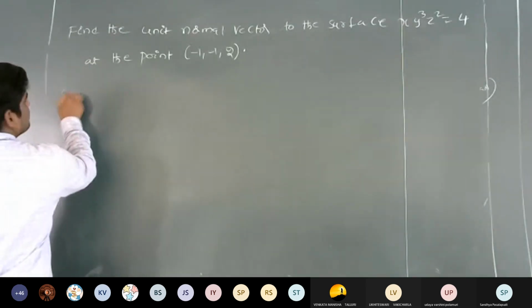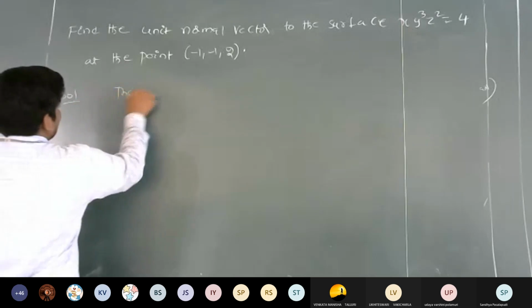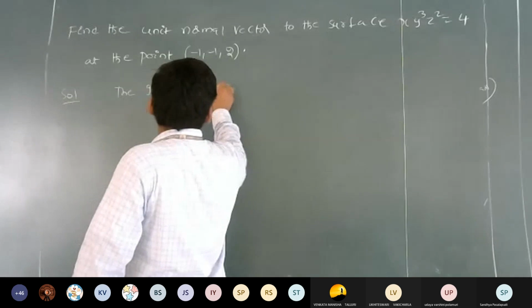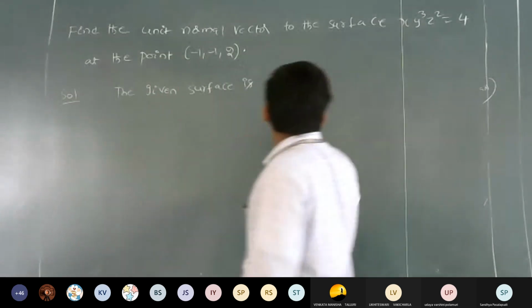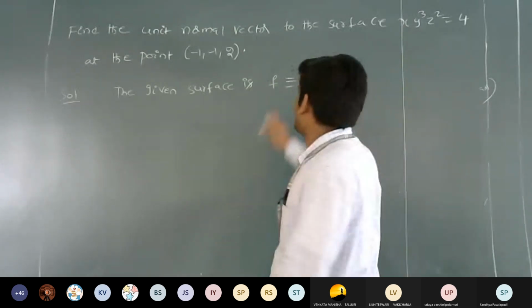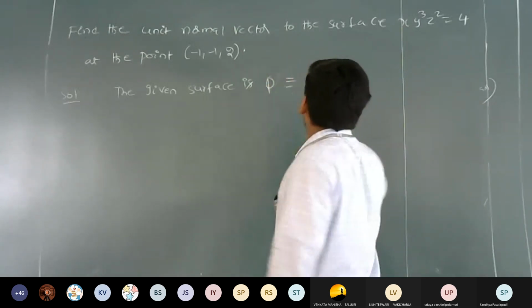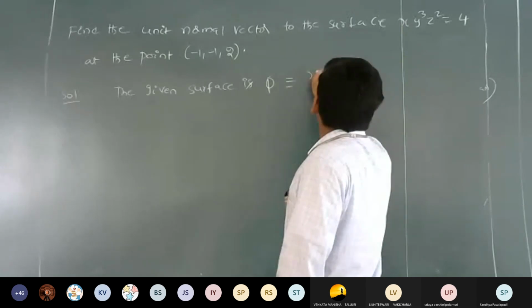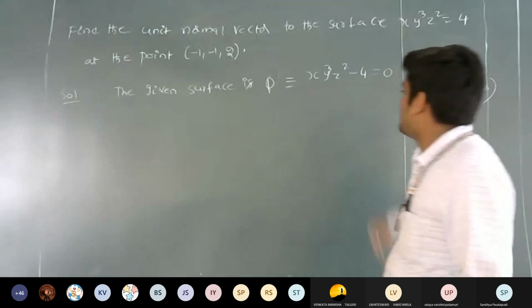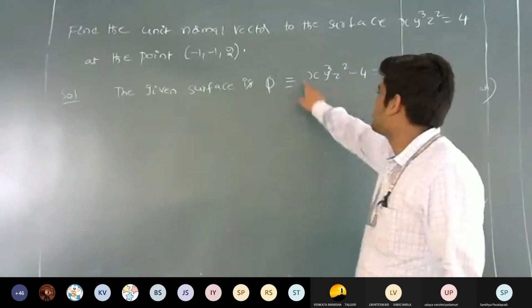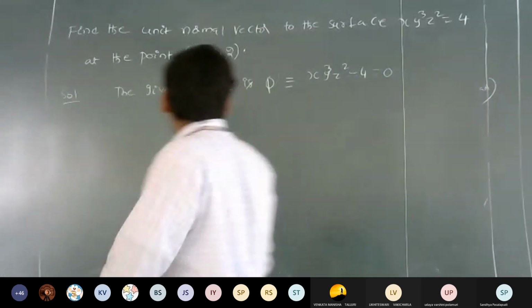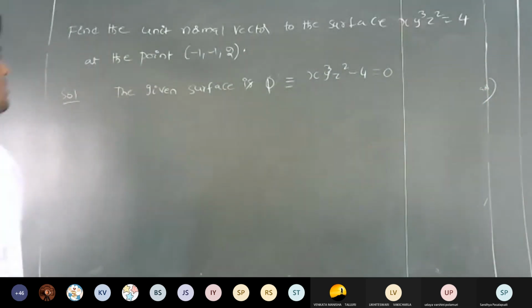Right. So write down the given surface. What is the given surface? Let us assume f or phi, whatever it may be, it is your choice. If you want, we can take 5. So x y cube z square minus 4 is equal to 0. If you have two equals, then you can use this symbol, which also represents similarity. So 5 is equivalent to x y cube z square minus 4 is equal to 0.